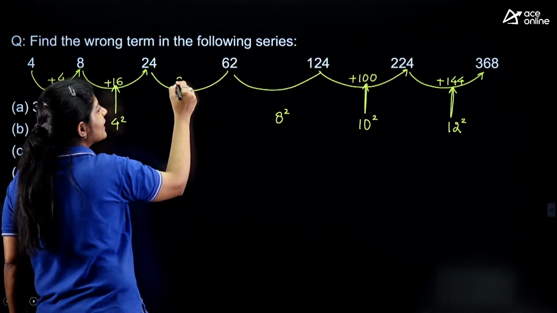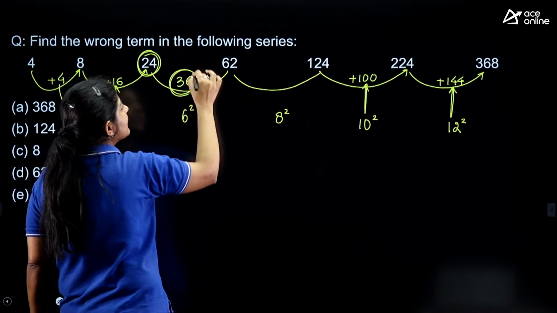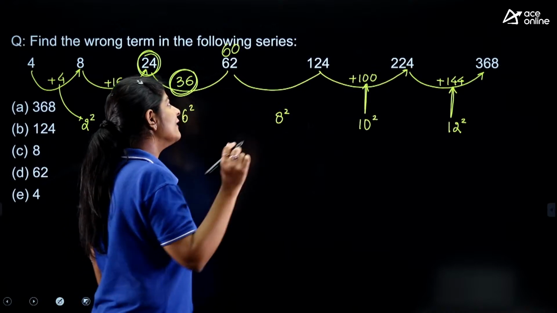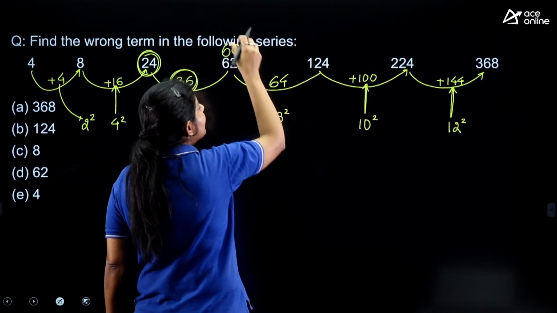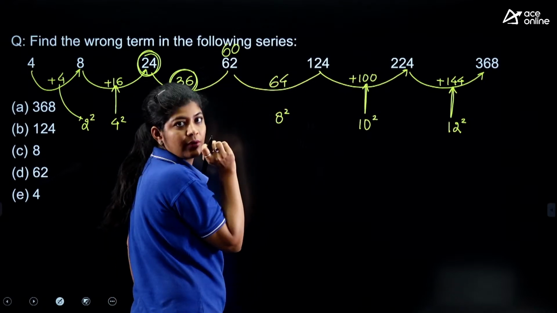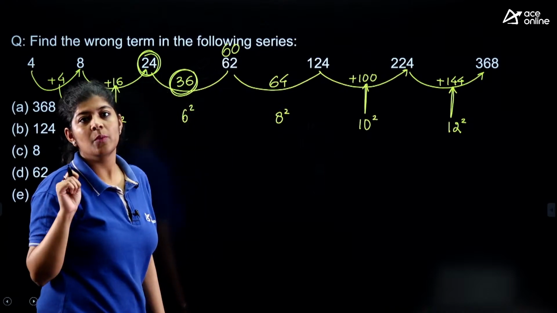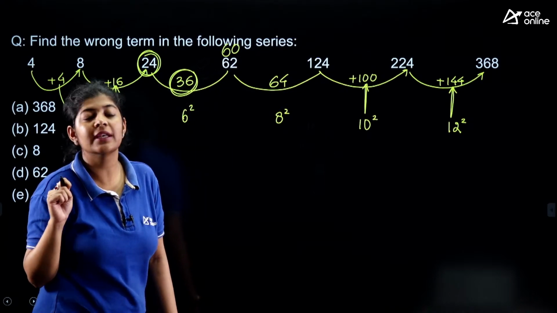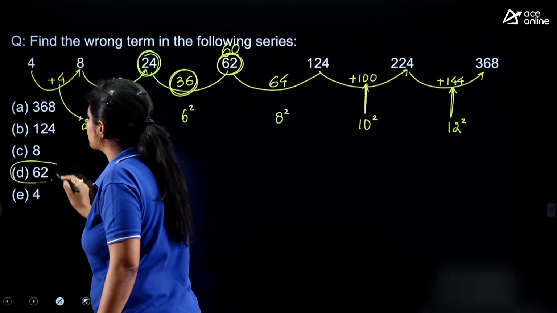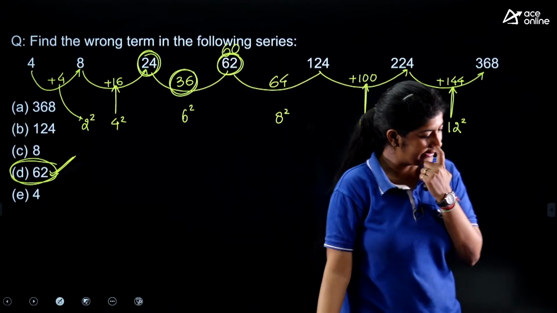So 6 square is nothing but 36. But when I add 24 and 36, I got 60 over here, not 62. And again, if I want to convert my 60 into 124, I need to add 64, right? If I add 64 in 62, then I'll get 126, not 124. That means this is my wrong term. If this is my wrong term, that means option number D is the correct one.